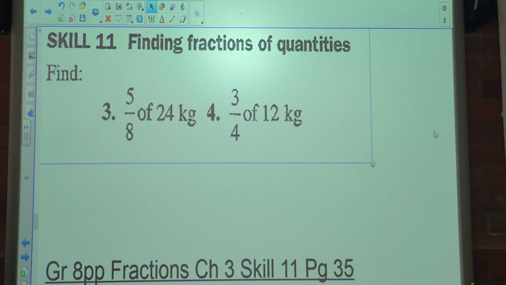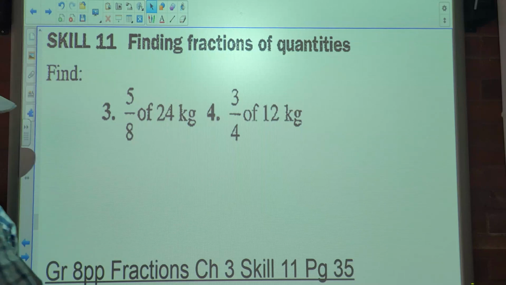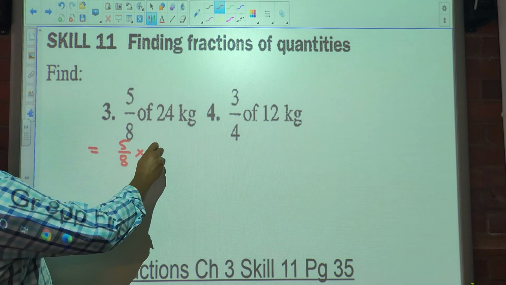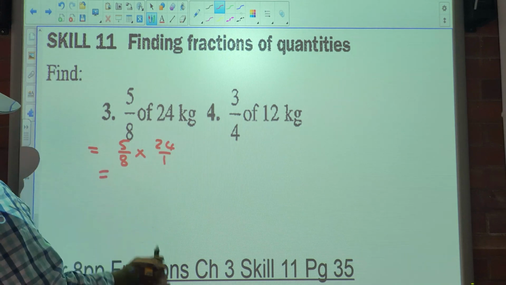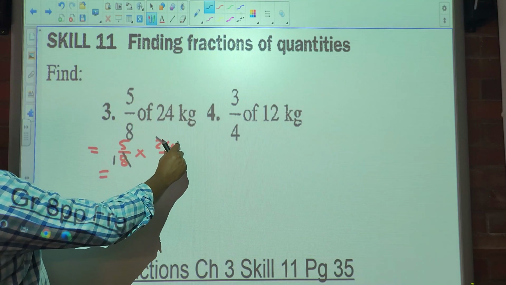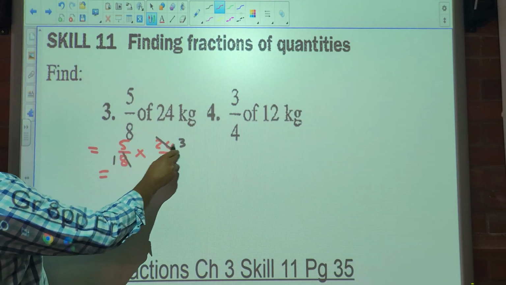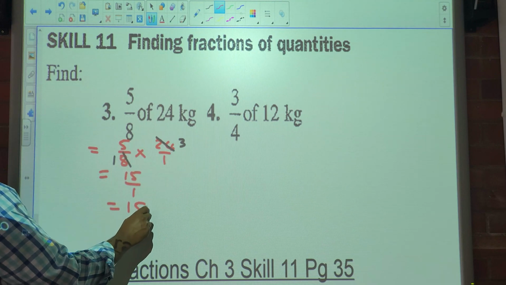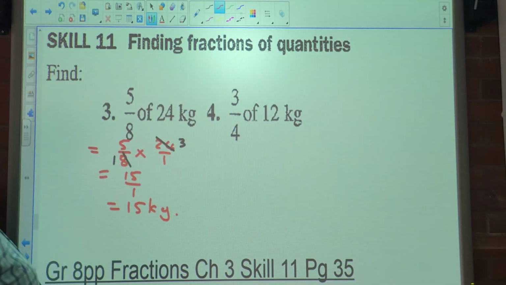So number 3. We are given 5 over 8 of 24 kilograms. So it's going to be 5 over 8 multiplied by 24 over 1. Can anything cancel here? 8 goes into 8 once. 8 going into 24, 3 times. 5 times 3 is? 15. 1 times 1 is? It gives you 15 kilograms. Okay. So 15 kilograms.